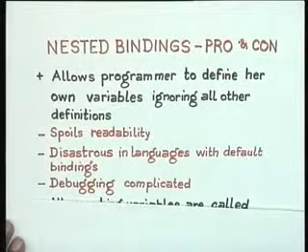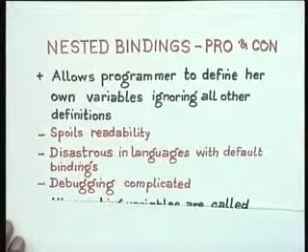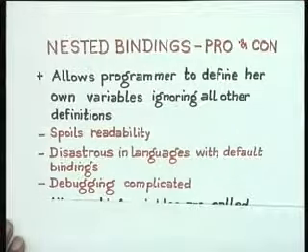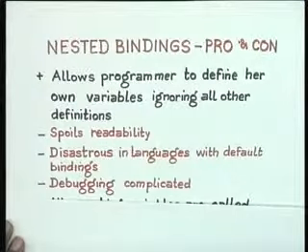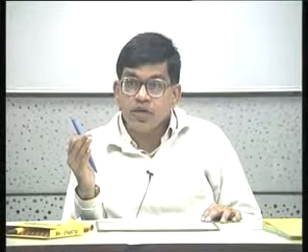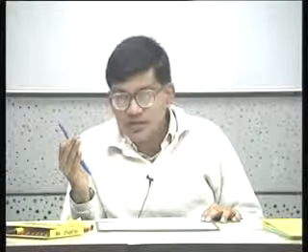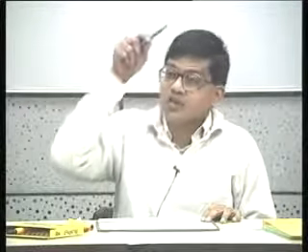However, it spoils readability. It's quite disastrous in languages with default bindings. I'll just show you what default bindings are. And then of course it complicates debugging. For example, suppose you intended to introduce the name I in your scope, but you actually forgot to declare it. But there is an I in some other scope.